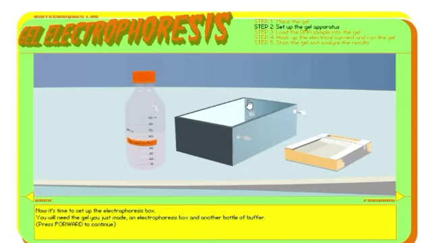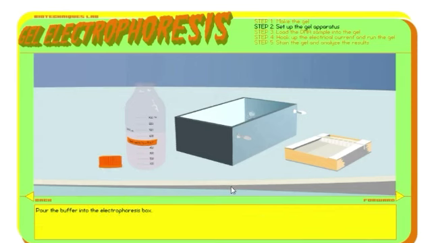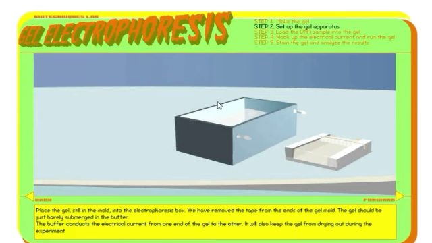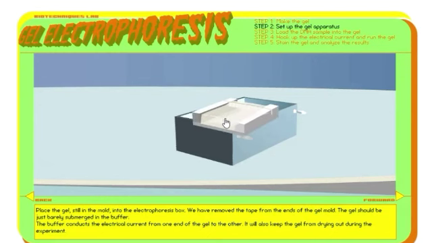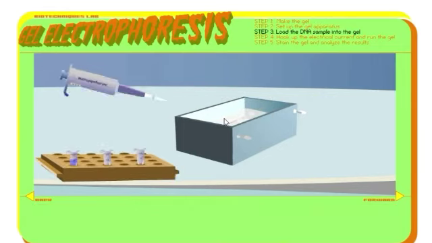At this point, we have to set up the electrophoresis box. We need the gel we have just made earlier, an electrophoresis box, and another bottle of buffer. Then we have to pour the buffer into the electrophoresis box. Then we have to place the gel mold into the electrophoresis box. The gel should be just barely submerged in the buffer.